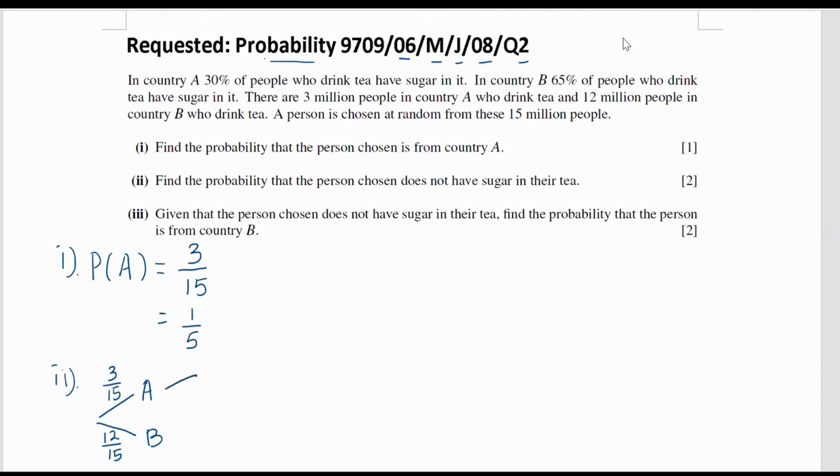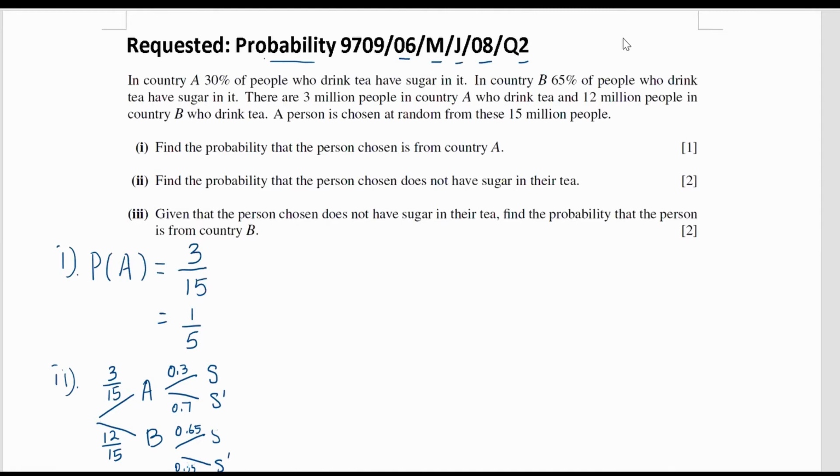Then, if the person is from country A, when they drink tea, they have sugar in it. Let S be sugar in it, S prime no sugar. Then 30%, 0.3, so 70% does not have sugar in it. Then country B, same thing, sugar in it has 65%. That means 0.35 does not have sugar in it.